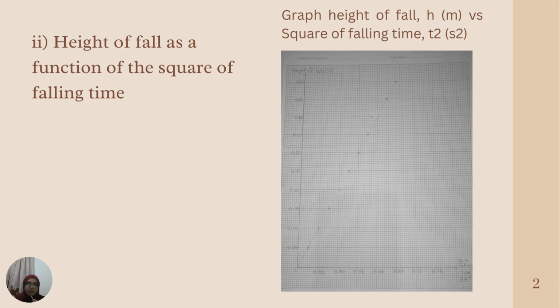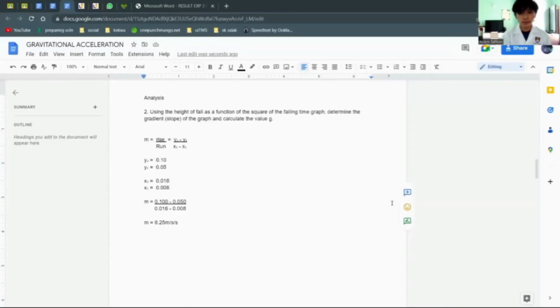Using the graph of height of fall as a function of the square of the falling time, we could determine the gradient or slope of the graph and calculate the value of g, which is the acceleration of gravity. The formula of slope is rise over run, which is the y variables over the x variables, and then just insert the values from the graph, and we could get the value of m, which is 6.25 meter per second per second.